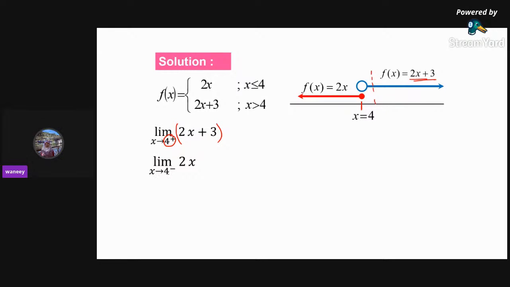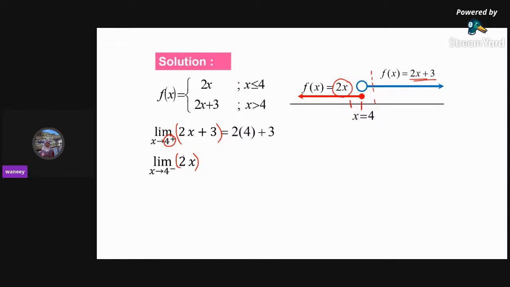The limit as x approaches 4 from the left hand side. So this is 4 from the left hand side. The function on the left hand side of 4 is 2x. So that is why over here, we are using 2x. Okay, and then for the limit, we simply substitute x with 4.